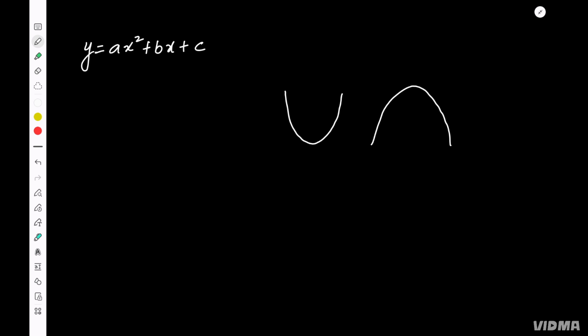Today we will learn how to sketch the graph of a quadratic function in standard form. The standard form of a quadratic equation is y equals ax² plus bx plus c. We know that the graph of a quadratic function is called a parabola, and the shape of the graph is like a happy face or a sad face. Okay, let's do a question.